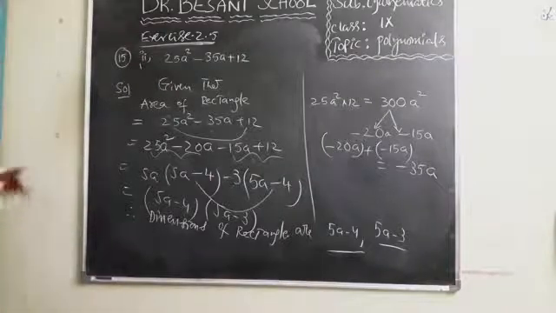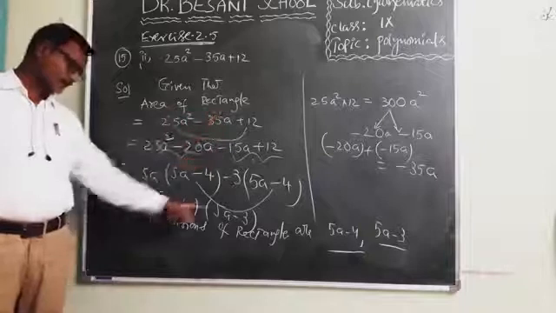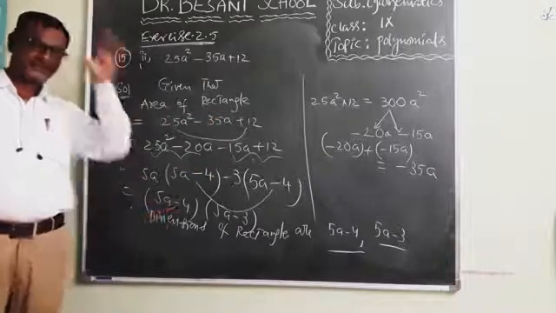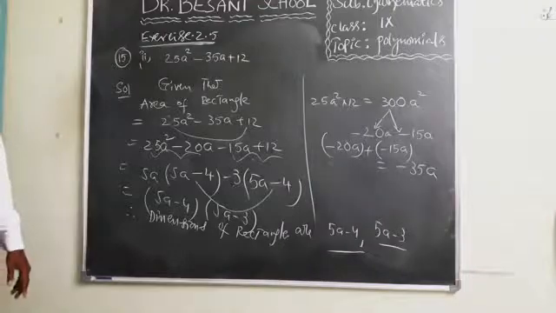So did you understand, children? This is the area of the rectangle. After factorizing this, we got two factors. Those indicate one is length and the other is breadth. They are the dimensions of the rectangle. Yes, children? Okay.